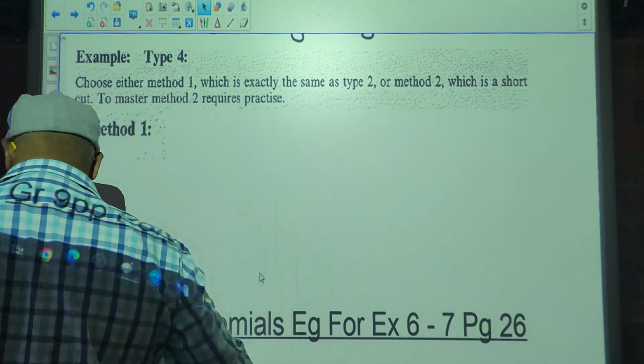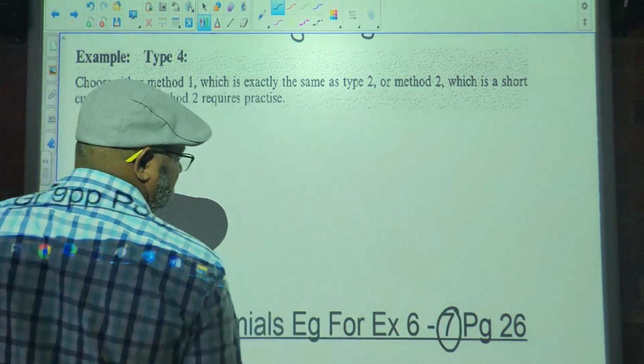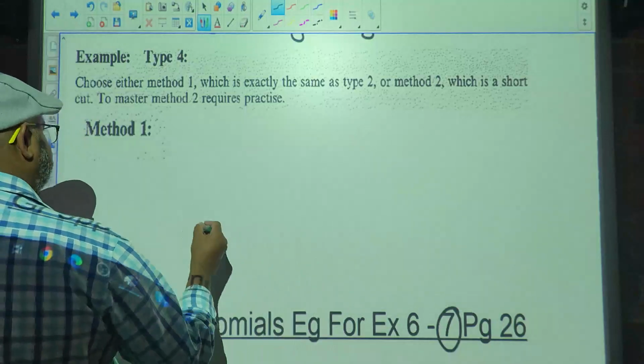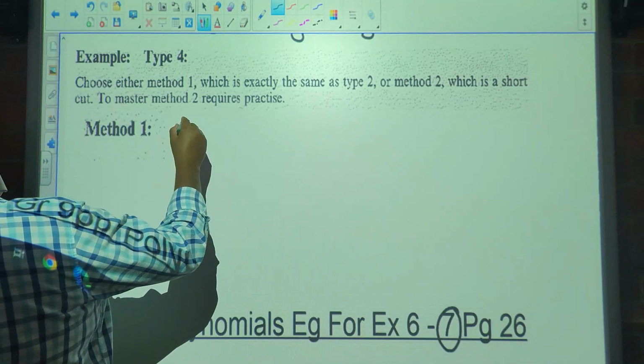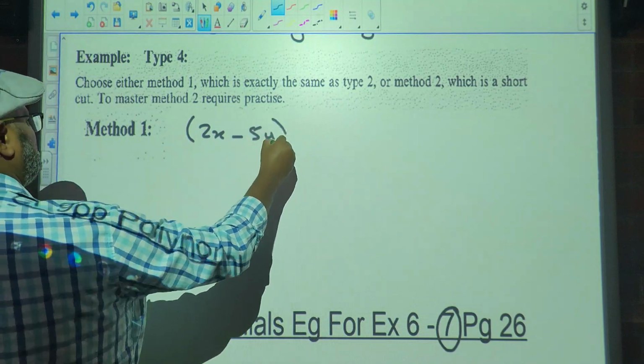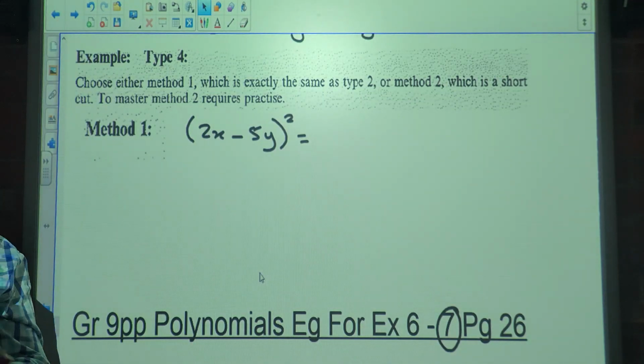So let's look at the sum here. This is now for exercise 6, which is on page 27. The sum reads 2x minus 5y squared. What does that mean to us? Write this down. What does 5x minus 2y squared mean?